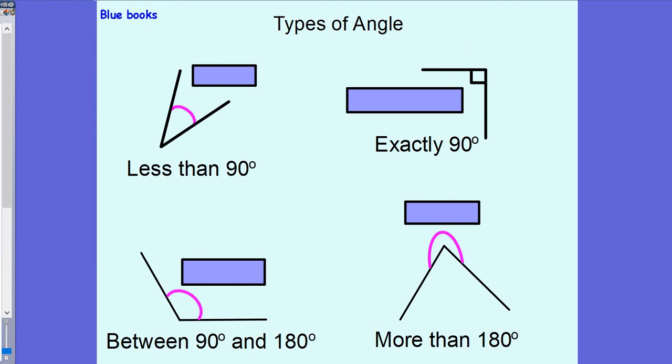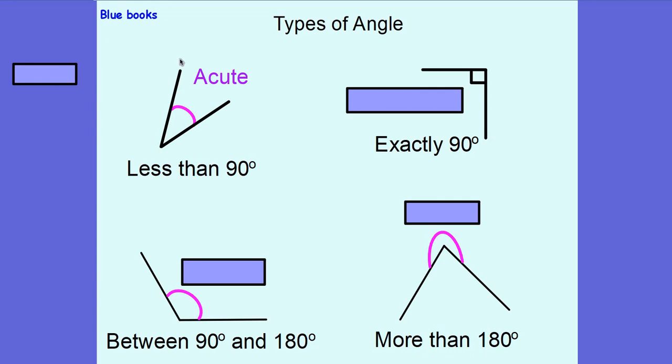Okay, Year 7. In your dark blue books, can you give me the title Types of Angle? And we're going to recap those types of angles. So first off, what do we call an angle that's less than 90 degrees for me, Lucy? We call it acute. Please copy this diagram and write acute for me.